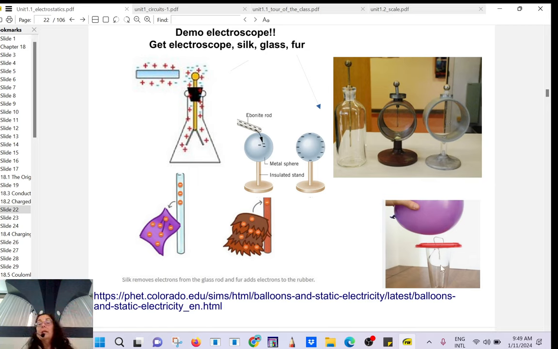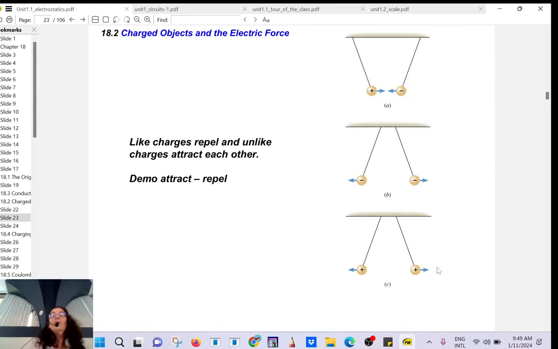For a demo, you can build your own electroscope. That's not hard. If you have hair, and I see that everyone has hair, it's not that hard to do. Of course, you all know that unlike charges, what do they do? They attract or repel. Unlike, positive and negative, attract, right? It's like a magnet, south and north pole. And like charges will repel.